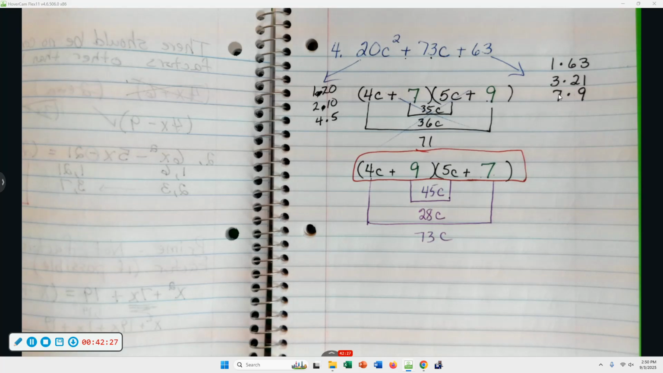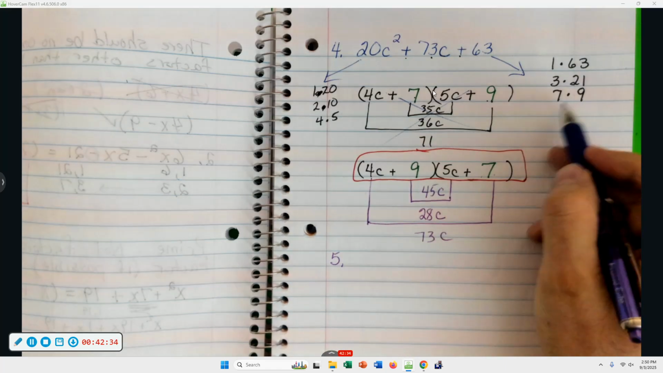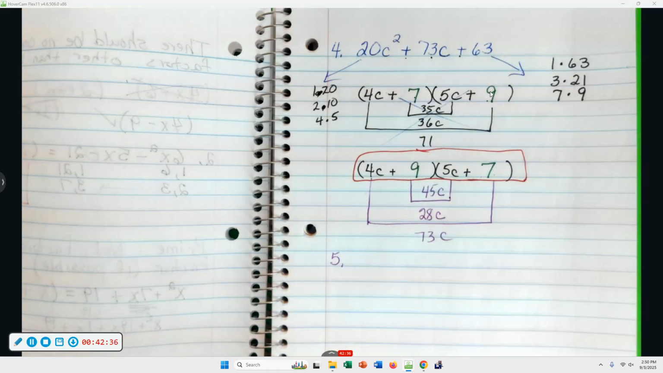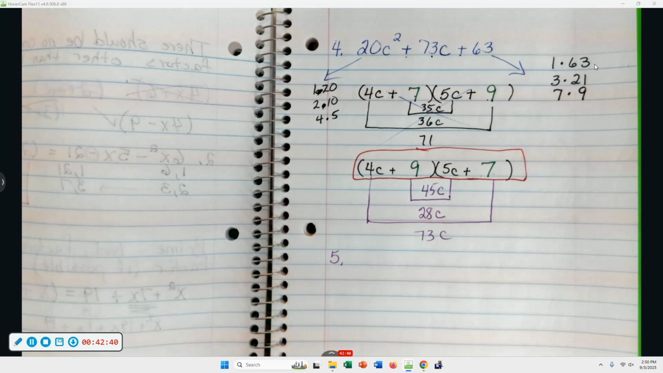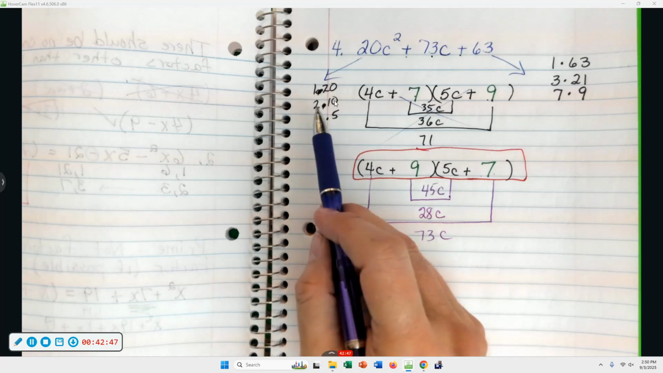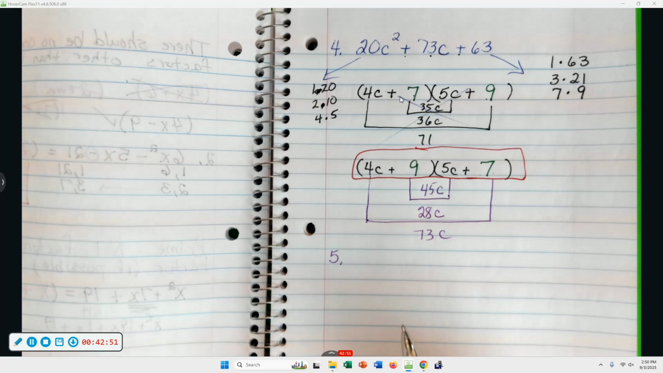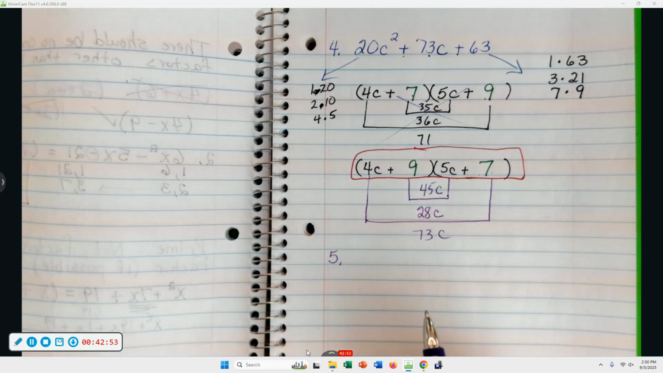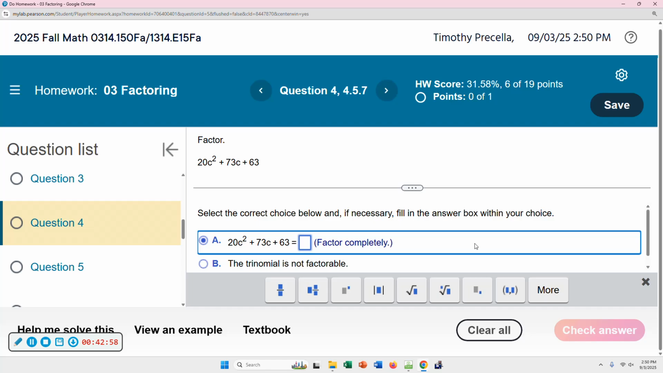And if 7 and 9 hadn't worked, hopefully you can see the task ahead of you. We would have tried 3 and 21. If that didn't work, we would have tried 1 and 63. If that hadn't worked, we wouldn't know that it's prime. We just have to say, okay, 4 and 5 is wrong. Let's try 2 and 10. So hopefully there won't be any of that messy, but it is factorable.